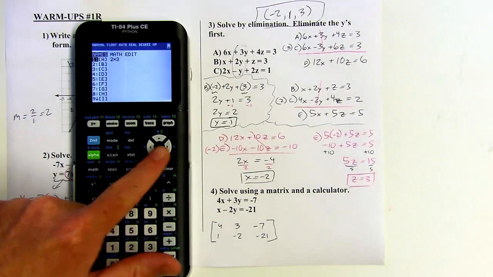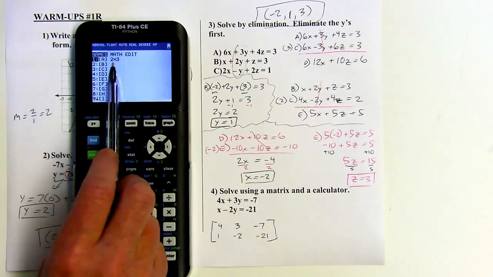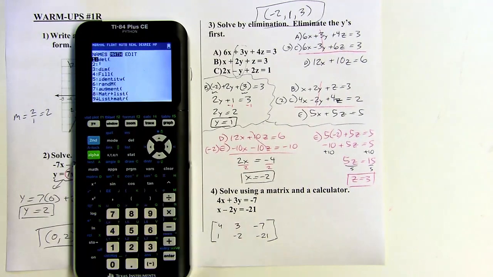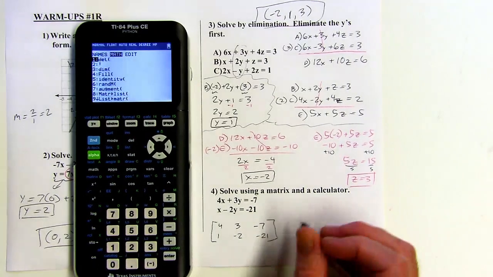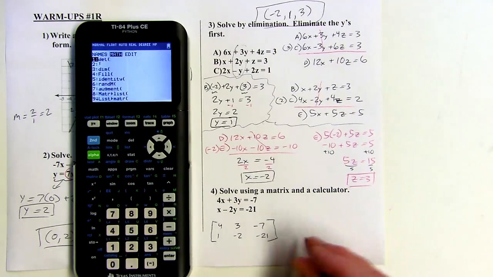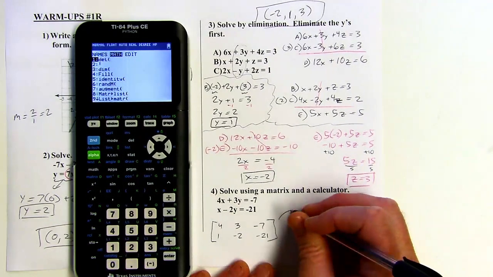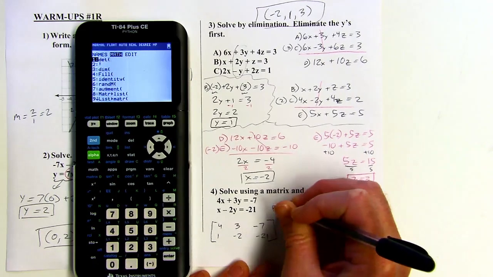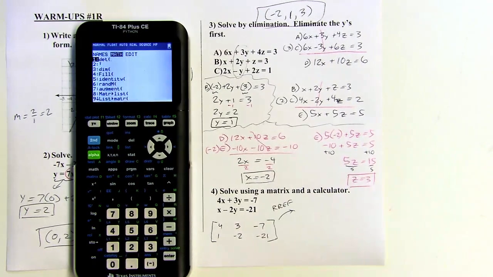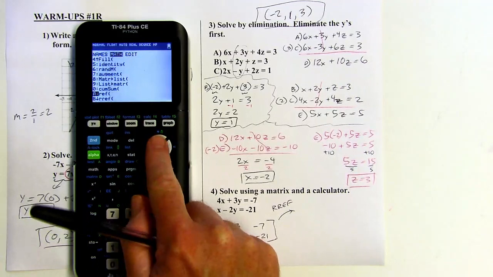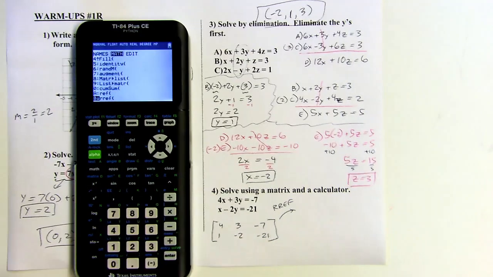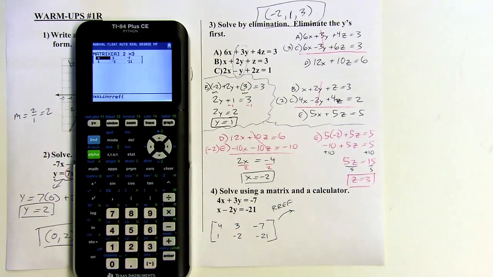Okay, and now I'm going to do some math with that matrix. I can see it's stored in slot A. I'm going to go over to math, and I'm going to choose the rref command. All right, so I want to put this into reduced row echelon form. That's why we're using the button that's rref. So if you go down in math for a while, there's ref. I don't want ref. I want rref. Okay, I'm going to choose that one.